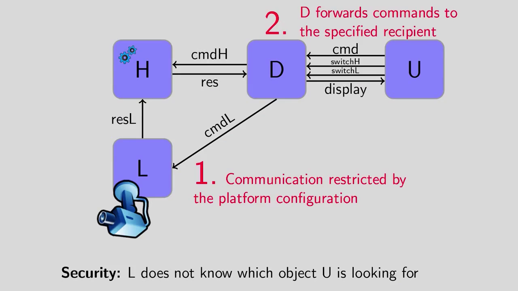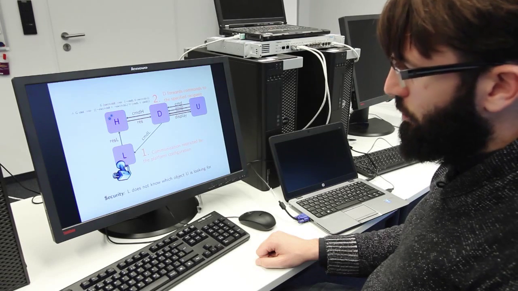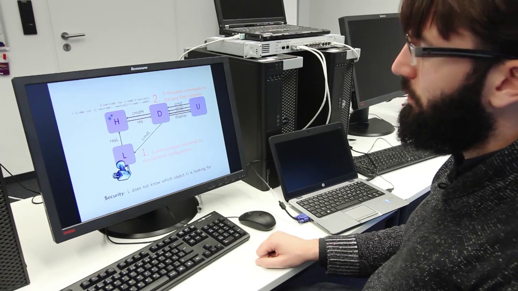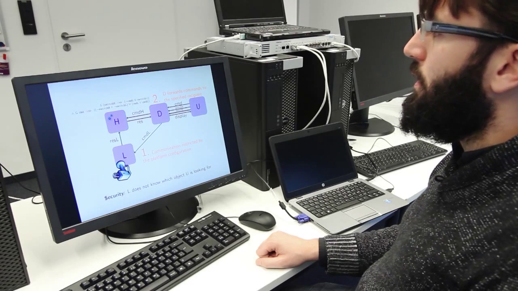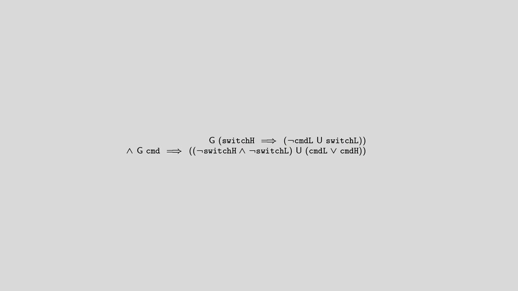And then we ensure that the dispatch component that is doing the switching work sends only commands to the right subject according to the current security mode. This behavior can be described by an LTL formula that is written here and can then be checked using a model checker such as NuSMV.